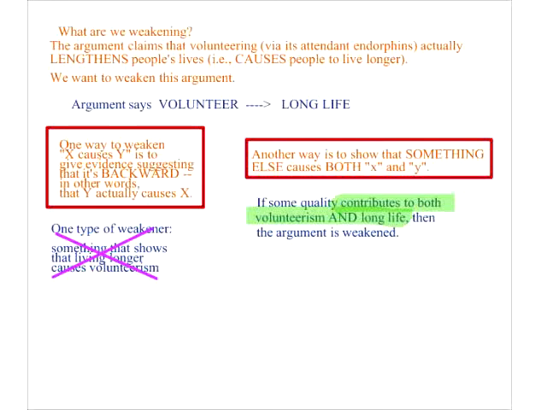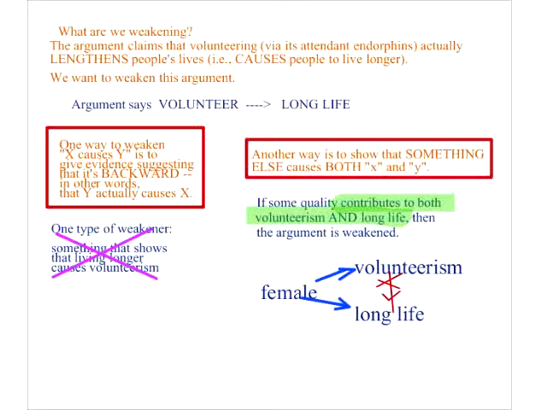So what we're saying here is that you have volunteerism and you have long life. But in this case, it's female that causes both of these things. So not the volunteerism itself. That was not a very good arrow. There's a better arrow. Okay, so we are not showing this right here.